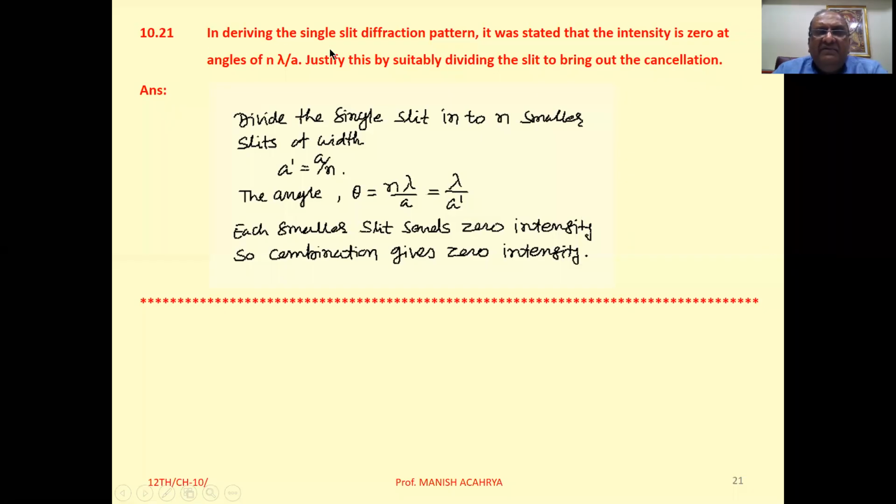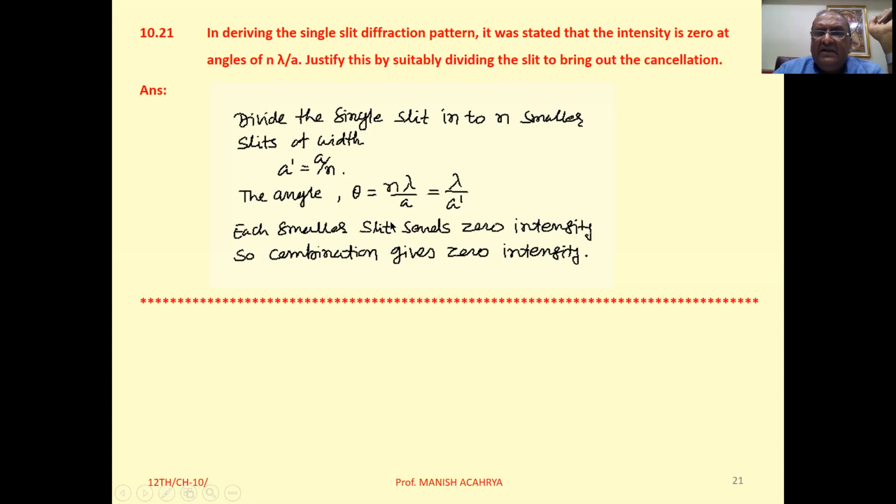10.21. In deriving the single slit diffraction pattern, it was stated that the intensity is 0 at angles of n lambda by a. Justify this by suitably dividing the slit to bring out the cancellation. Now, if we divide the given slit into n small divisions or small slits, the width of each one will be a dash, that is a by n.